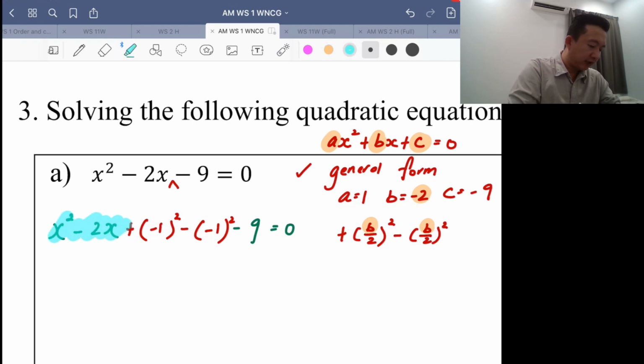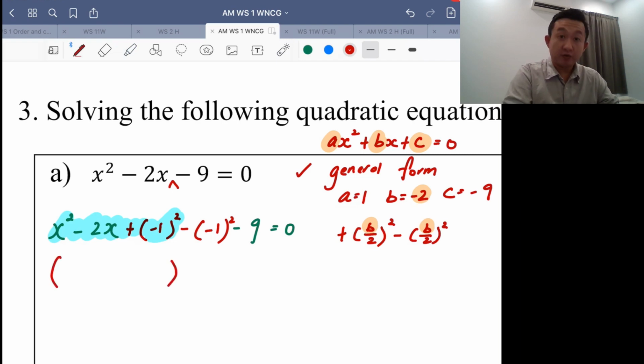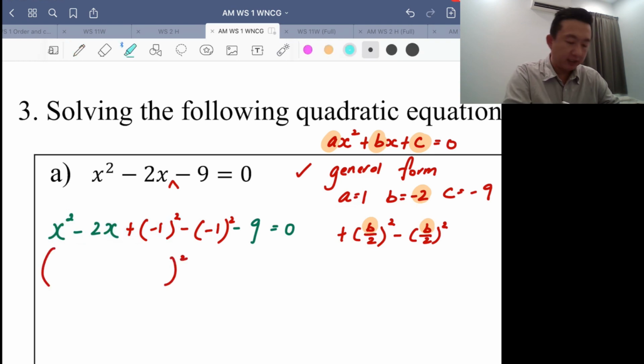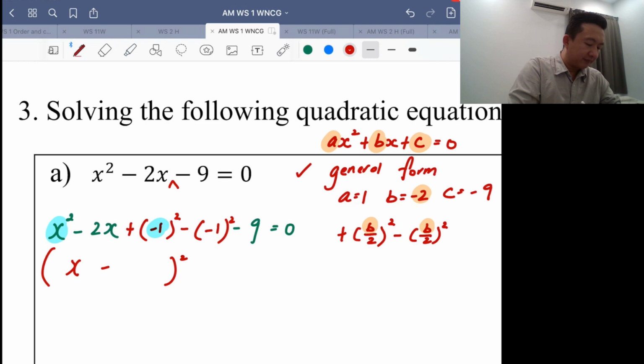The next step is to pay attention to the first 3 terms. We will complete the square. We will do a factorization, turning these 3 terms into a perfect square. For a perfect square, we put a big bracket, squared. What do you put in the bracket? Always remember this: definitely it must be x, since the unknown is x, and then negative 1. This is how you express it as a perfect square.